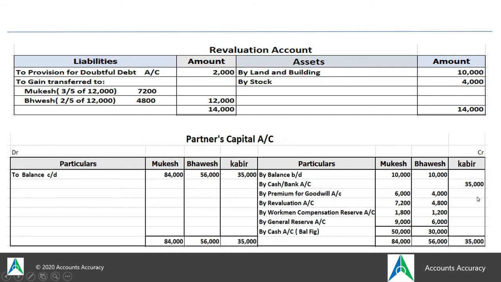Now we need to do the balancing of partners' capital account. Now after doing balancing of both the sides, we are getting deficit of 50,000 and 30,000 respectively in Mukesh and Bhavesh capital account at credit side. Now these two are the balancing figures, that is 50,000 and 30,000, which both the partners Mukesh and Bhavesh need to bring in order to maintain the new capital.